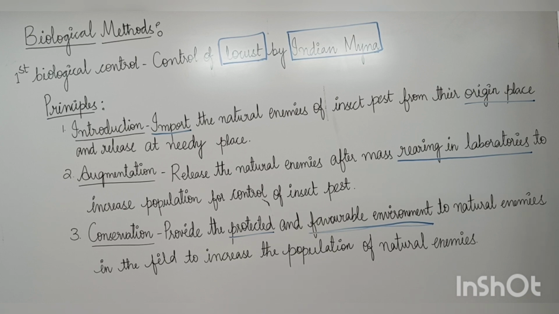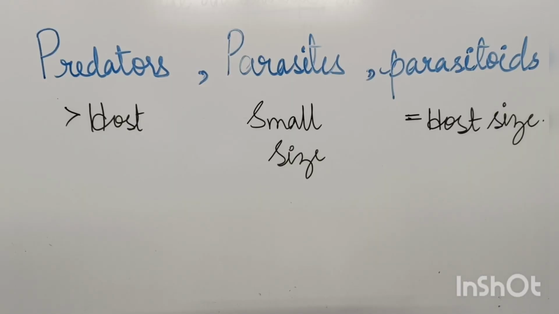Conservation is to provide the protected and favorable environment to the natural enemies in the field to increase the population of natural enemies. So if we increase the population of natural enemies in the field, then we can control the pest easily. In biological control, we use predators, parasites, and parasitoids to control the pest.